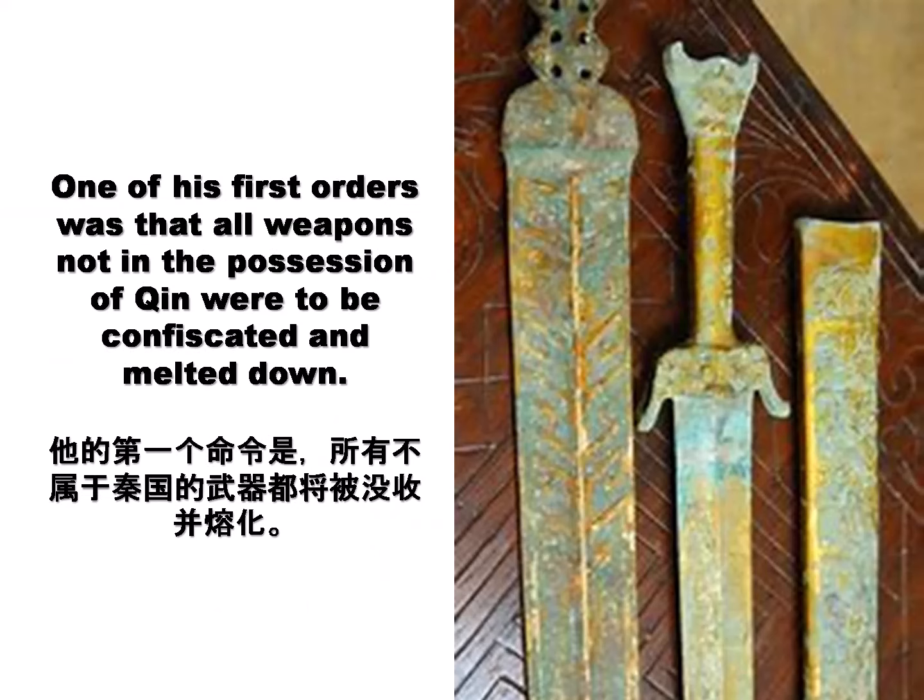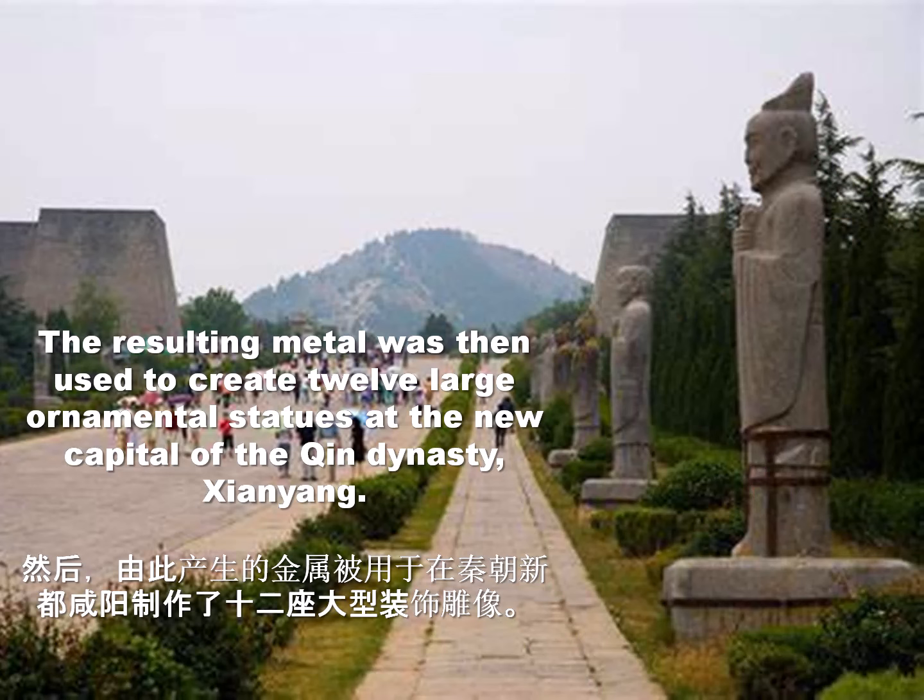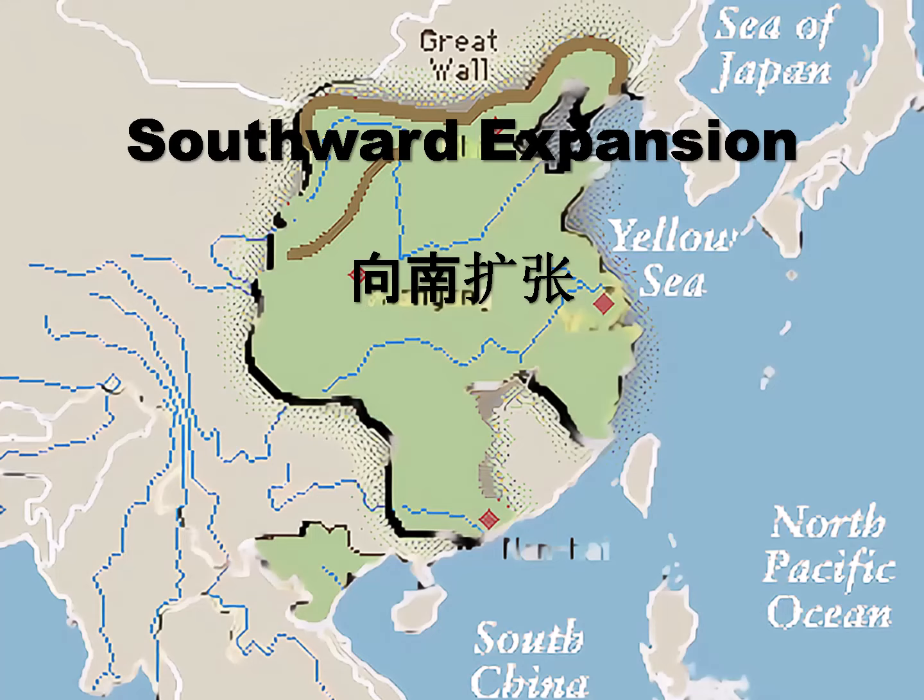One of his first orders was that all weapons not in the possession of Qin were to be confiscated and melted down. The resulting metal was then used to create 12 large ornamental statues at the new capital of the Qin dynasty, Xianyang.